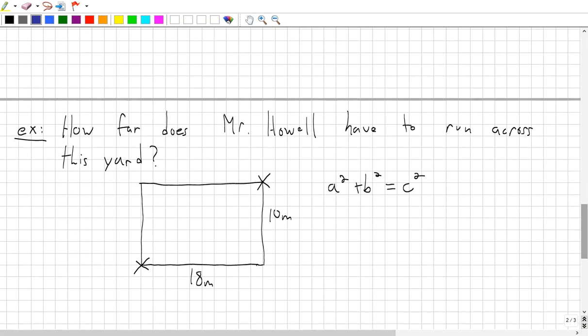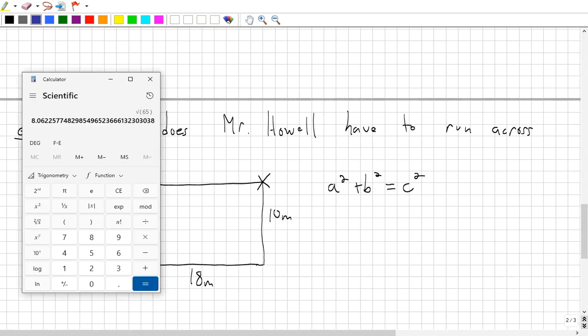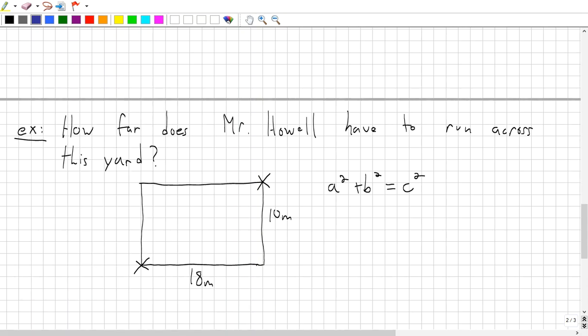One last example here. How far does Mr. Howell have to run across this yard? This is a pretty, I don't know if it's a big yard, it's pretty small. I mean, to find out the number of feet, you multiply these by 3, so it's like 30 feet by roughly, well, it's 3.2, 57.6 feet. I guess it's kind of far.